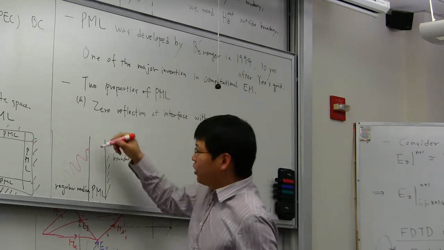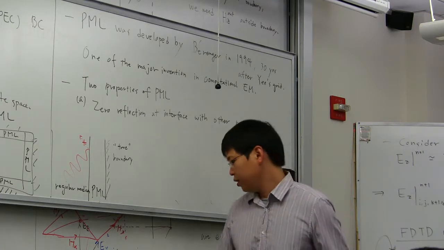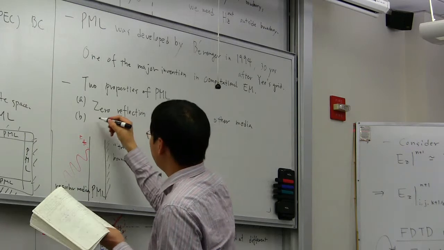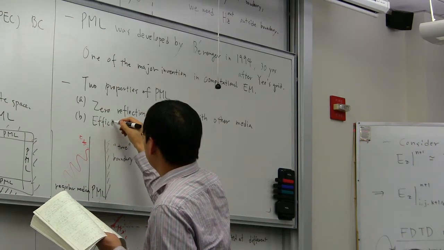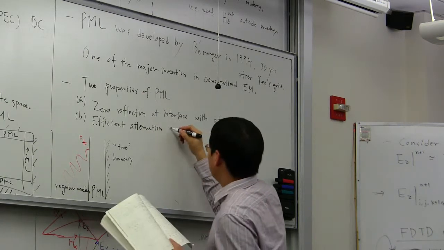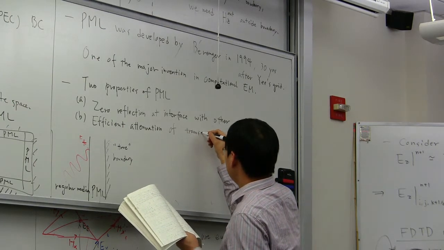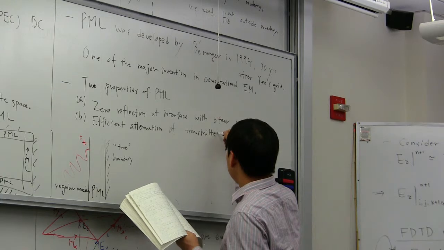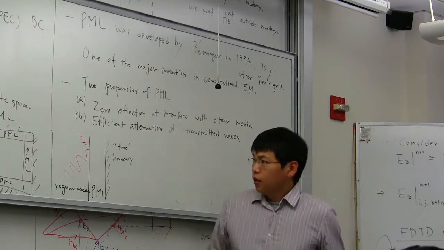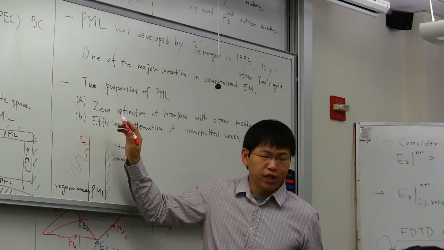The first property is that there's no reflection. And the second property is efficient attenuation of the transmitted wave. So once the wave hits the PML interface, it doesn't get reflected and is all transmitted.